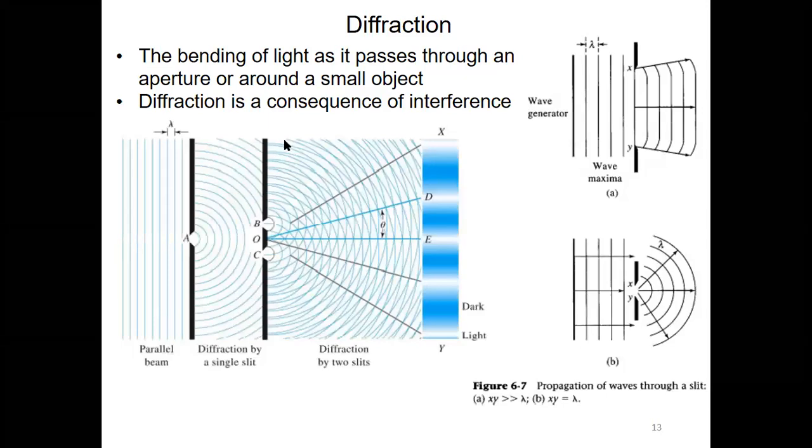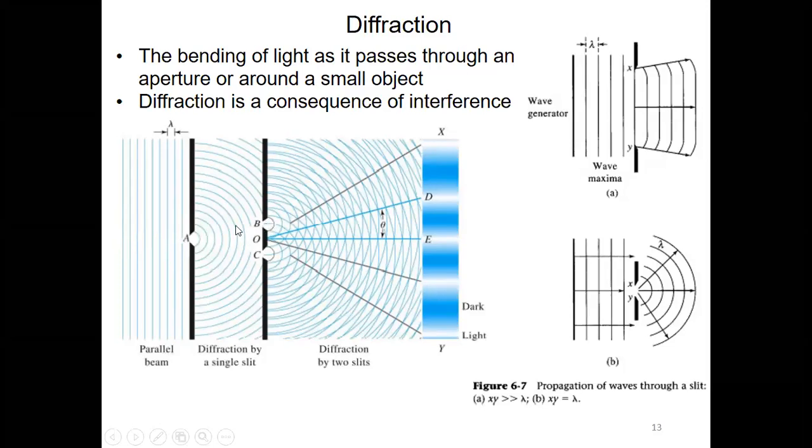You will see here in this figure, a parallel beam comes and goes through the aperture A, or the hole A, and it will diffract like this. So here it is an example of diffraction by a single slit. Only one slit is there, right?